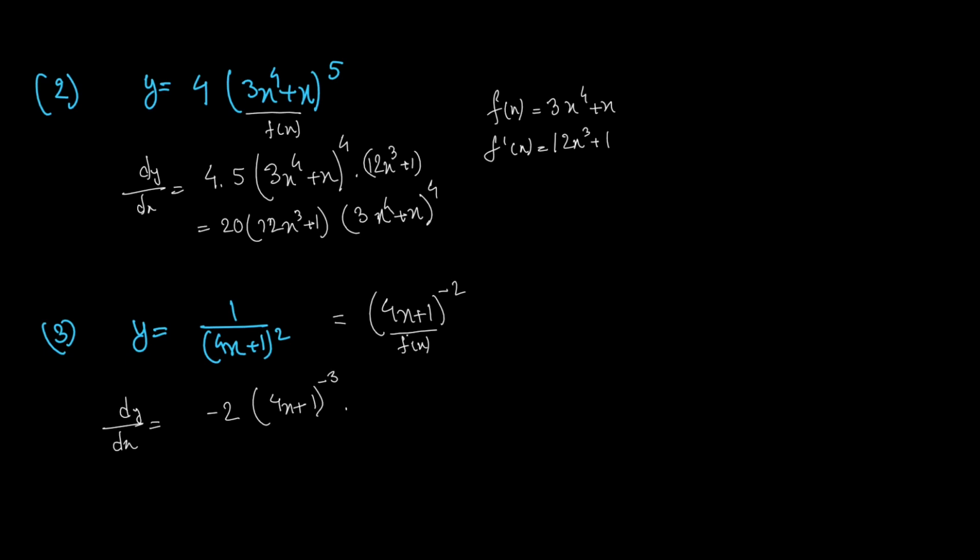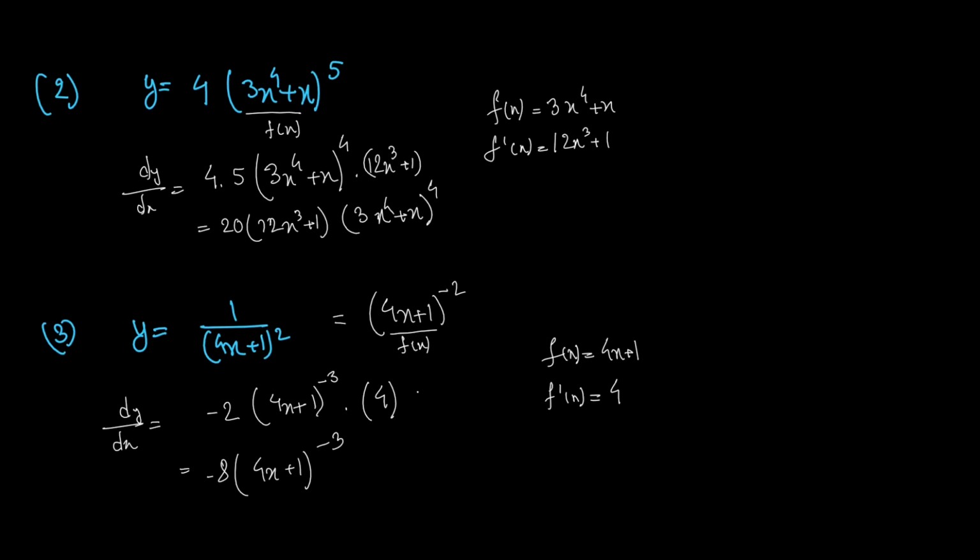Now f(x) here is 4x + 1. Let's write that first: f(x) is equal to 4x + 1. If we differentiate f(x) one time with respect to x, we'll get 4. Let's write 4 here. Now if we simplify, 4 into minus 2 will give us minus 8. And then we have (4x + 1) to the power minus 3. So that is our final answer for this math.